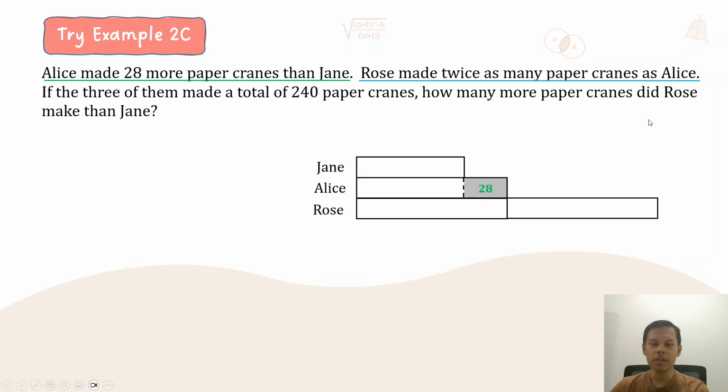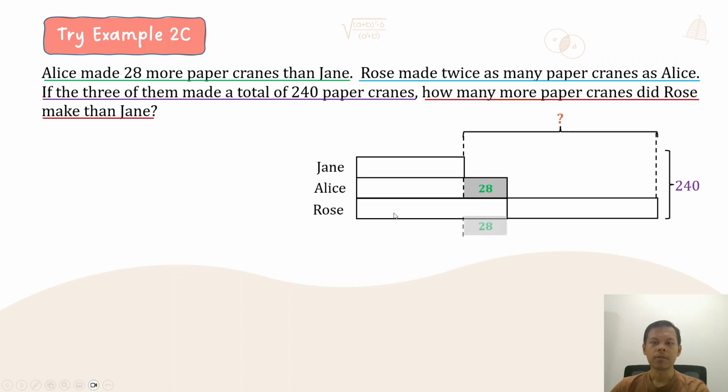All three of them made a total of 240 paper cranes. So we draw the bracket 240 over here. Now we need to find how many more paper cranes Rose made than Jane. We need to compare between Rose and Jane. So draw this part over here. This is the question mark that we are looking for.